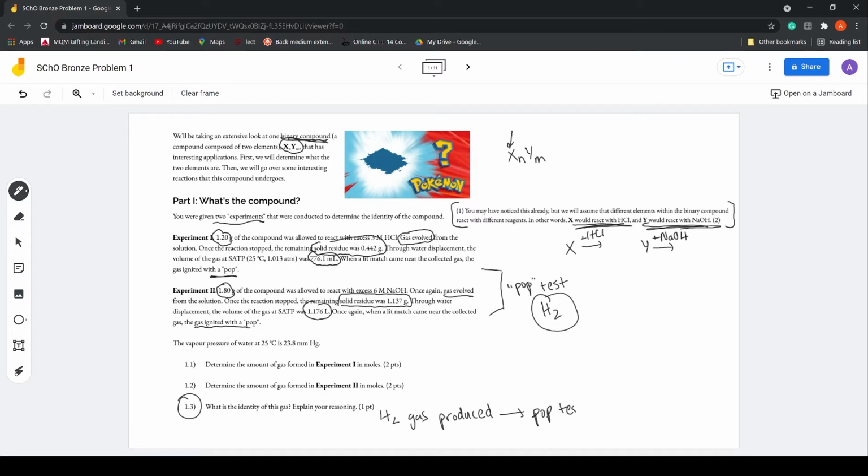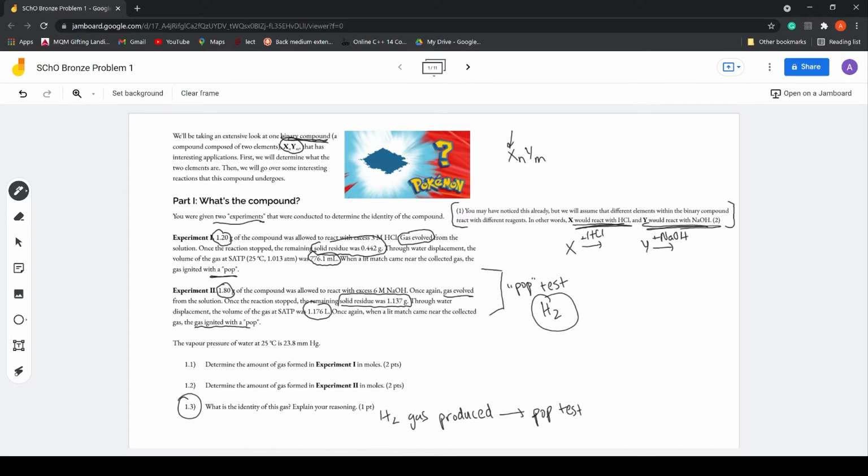And what this pop test is doing is, when a lit match comes, I'm basically burning it, right? When you burn something, you're reacting it with oxygen. So when hydrogen reacts with oxygen, it forms water, and this sort of reaction causes a mini explosion, a little pop. So that's your answer for 1.3.